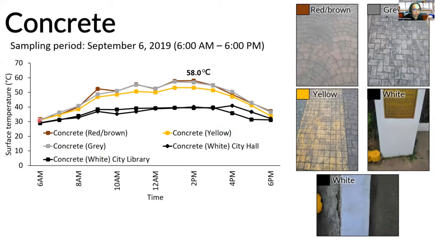Again, LST started to increase during morning, peak during noon, then started to decrease during late afternoon. The brown colored concrete has the highest LST of 58 degrees Celsius during 2 p.m. Dark colors tend to absorb more solar radiation, while light colors tend to reflect solar radiation.